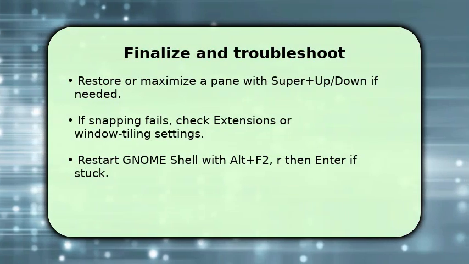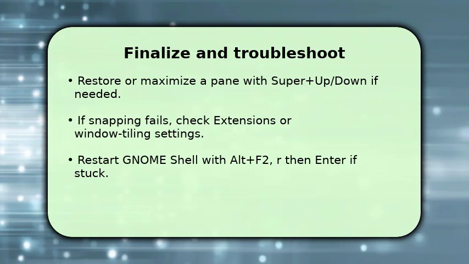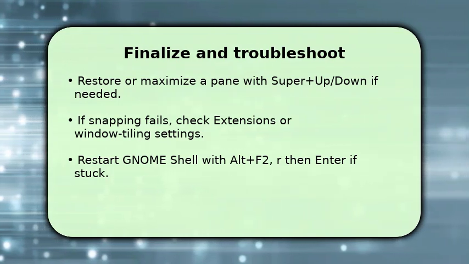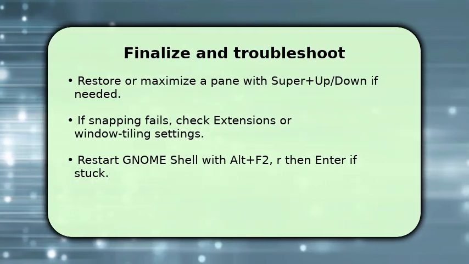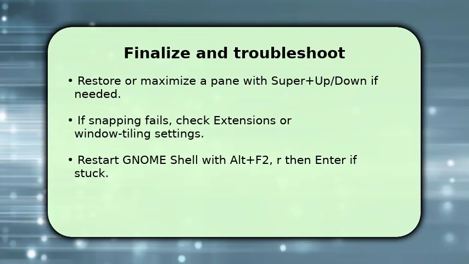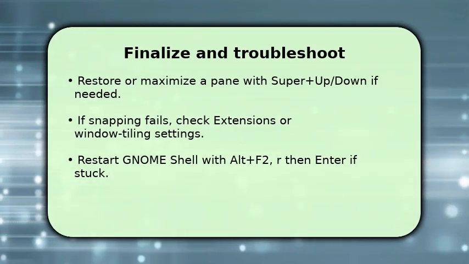To finish, tweak each pane. Press Super plus Up to maximize a snapped window or Super plus Down to restore it. If snapping does not work, make sure no GNOME shell extension is blocking window tiling and that keyboard shortcuts are enabled in settings. You do this because extensions sometimes override default behavior.